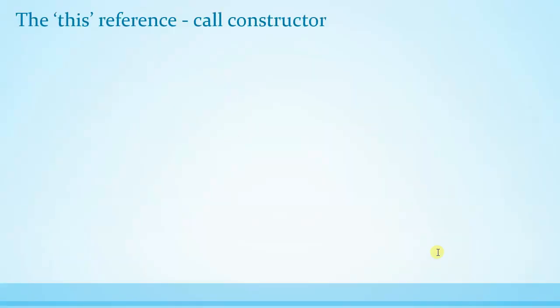So the second use of this reference is to call the constructor. Suppose if you want to call a constructor from inside the class itself, then we can use this reference. We know that constructor is like a function. So when we overload a constructor, and if you want to call one constructor from another one, we can use this reference.